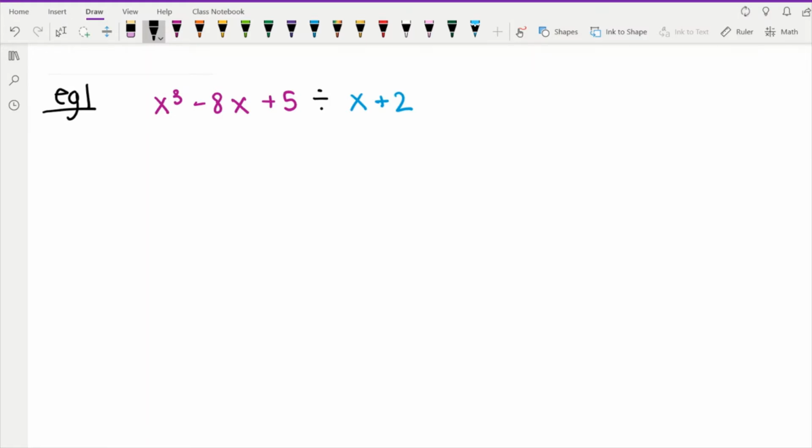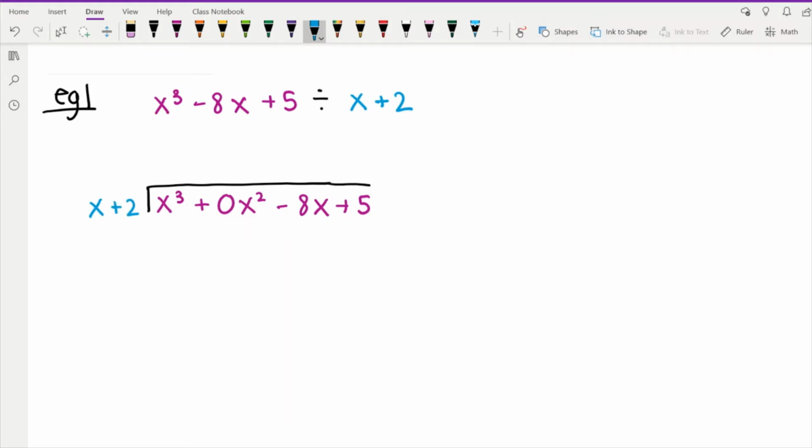And so this is really important. If either of the polynomials is missing a term, so if it has a power of x that just isn't there, then you're going to need to put in a placeholder. So what I mean by that is when we write this in our long division setup, instead of just writing x cubed minus 8x plus 5, I'm going to write x cubed plus 0x squared minus 8x plus 5. And what we'll see is that this makes sure that things line up correctly when we go through this process.